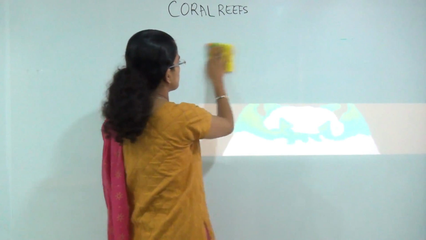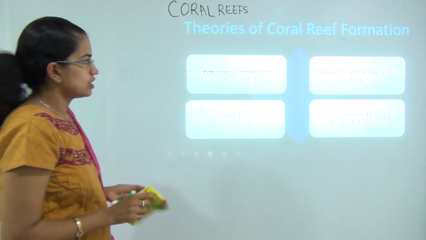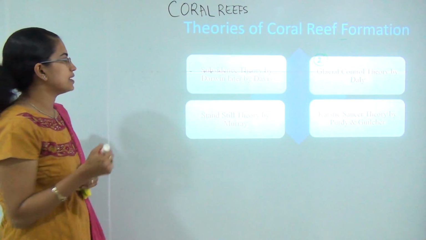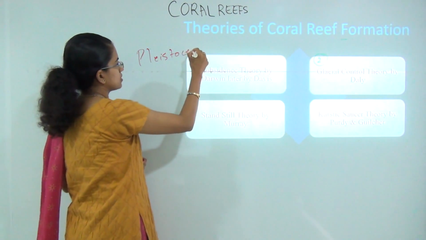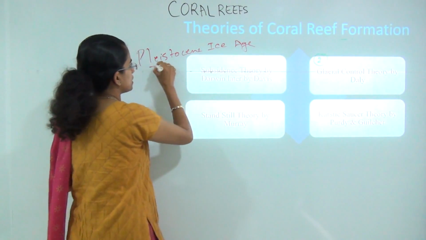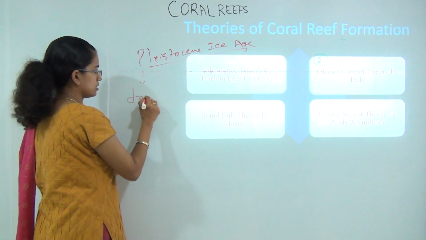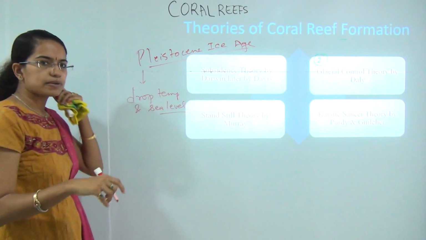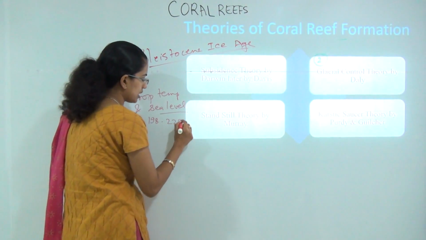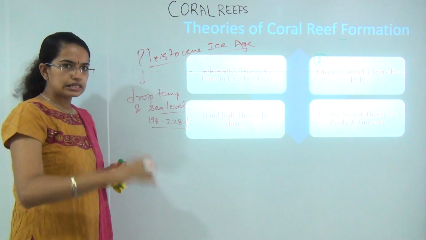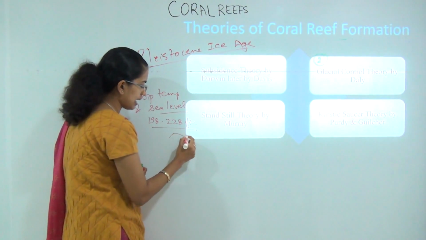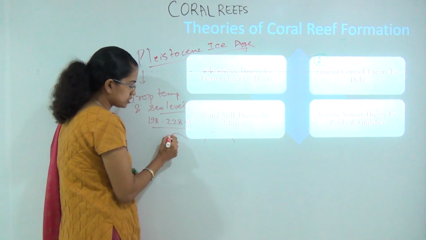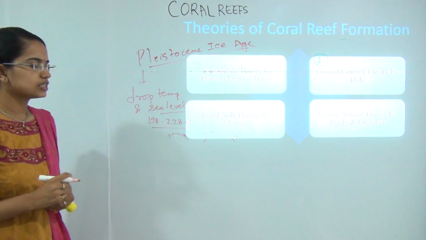The next theory that we would be talking about is the Glacial Control Theory. The second theory that we would be talking about talks about the Ice Age, or the Pleistocene Ice Age. During this period, there was a sudden drop in temperature and sea level, a drop of around 198 to 228 feet. Due to the sudden decrease in the sea level, small islands were found on the ocean surface, and development and colonization started around these small islands.